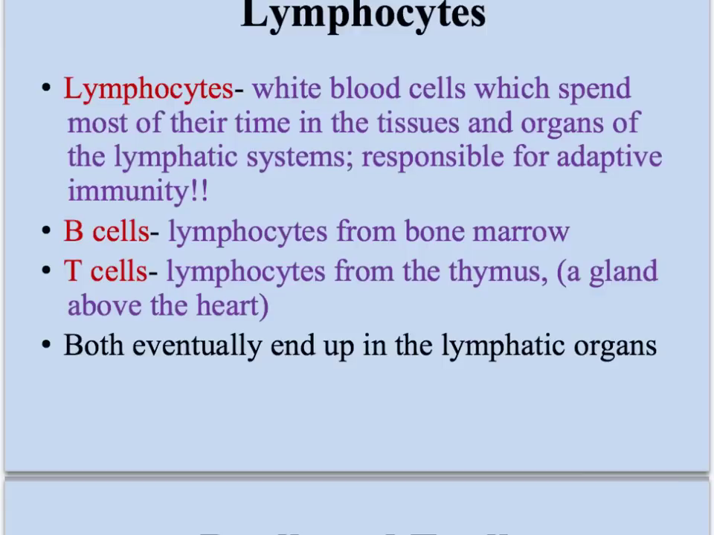Right, so lymphocytes. These are the specialized white blood cells, which spend most of their time in the tissues and organs of the lymphatic system. These are the specific cells responsible for adaptive immunity. So we have two basic kinds, B cells and T cells. B cells are lymphocytes from the bone marrow, and T cells are lymphocytes from the thymus, which is a gland above the heart. To be specific, both of these originate in the bone marrow, but the T cells travel to the thymus where they are specialized into T cells. So both of these are going to end up in the lymphatic organs eventually.